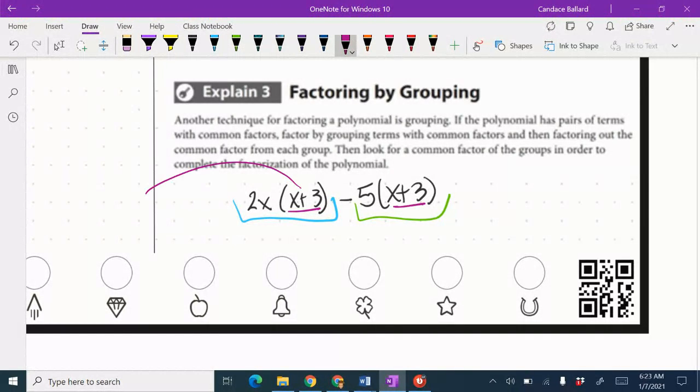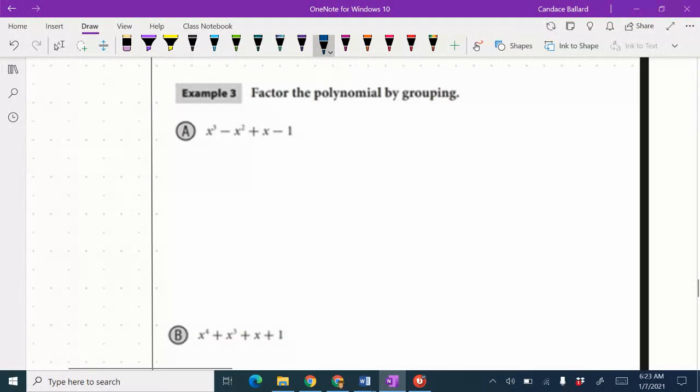So when I have that x plus 3, it's like taking out a greatest common factor. That greatest common factor is going to get factored out. When we take out a greatest common factor, we write it down one time, and then everything else that's left behind, which is the 2x and the minus 5, gets written as the other factor. Then we would have that factored completely. So this is kind of the middle step that we need to do. Let's take a look at example 3a.